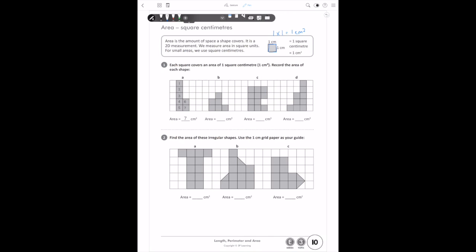So the first one we did here already together. So we have 1, 2, 3, 4, 5, 6, 7 boxes in total, which means we have 7 squared centimeters. Okay, so we do that for each of those questions.